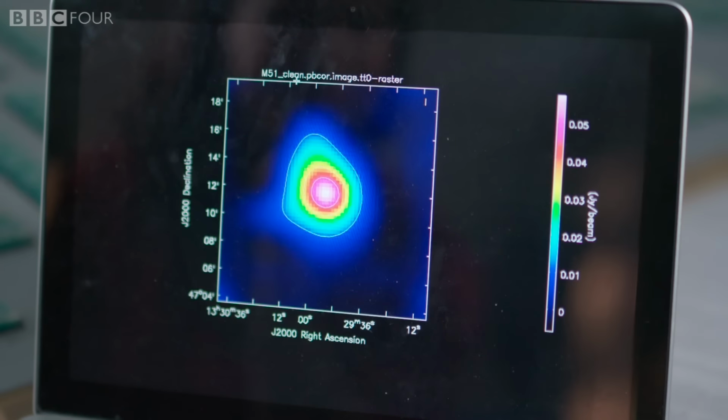So this is the image taken of the Whirlpool Galaxy by one of the telescopes outside, and I'm sure it's a lot of effort, but it looks like a blob. Why does the radio image look so much worse than the optical? In general, radio images are lower resolution than optical images.